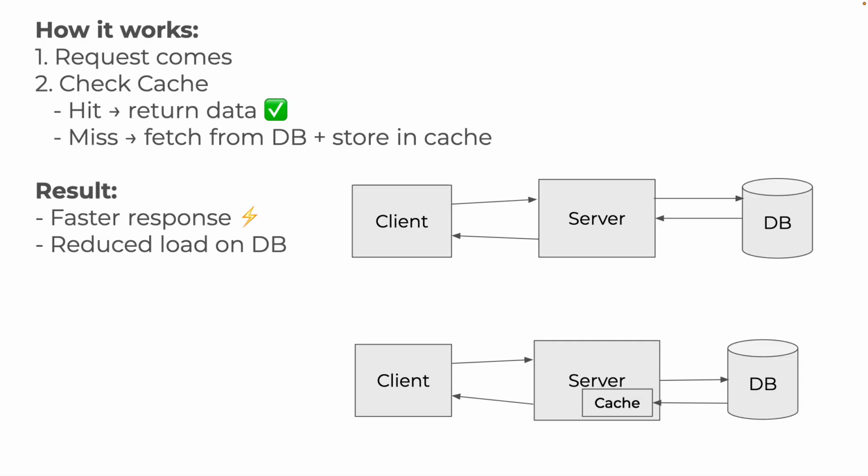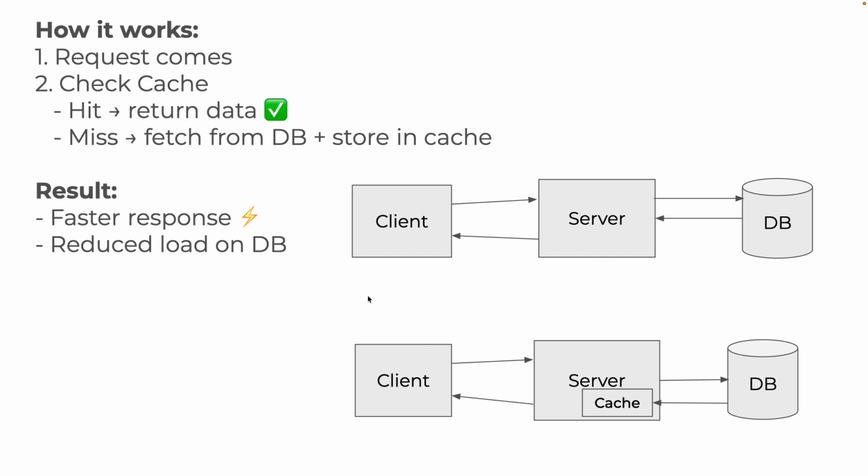How it works is, traditionally, a client requests data from the server, the server goes to the database, fetches the data, and returns the response to the client. So this is the default way. When we use a cache, when a client requests the data, the server first checks in the cache. If the data is found, it returns the data. If the data is not present in the cache, it goes and fetches the data from the DB, puts it in the cache, and then returns it to the client.